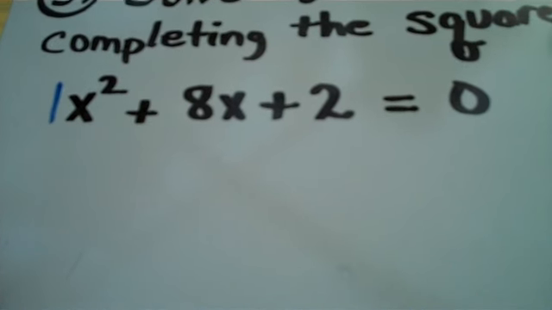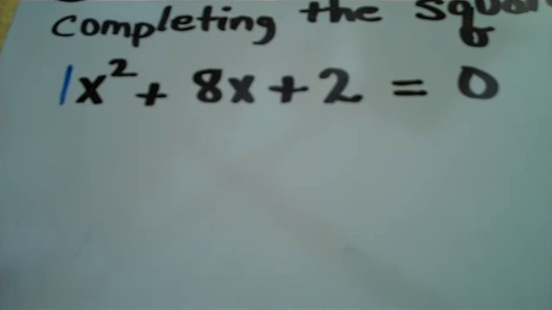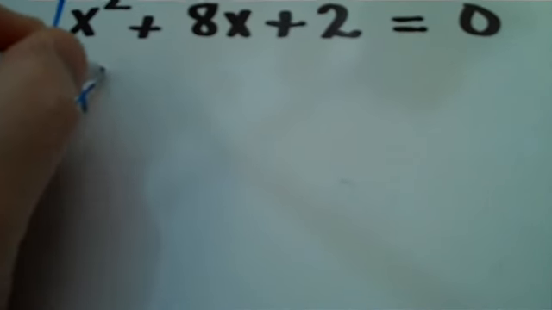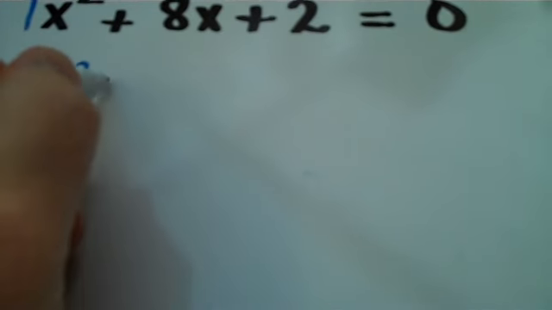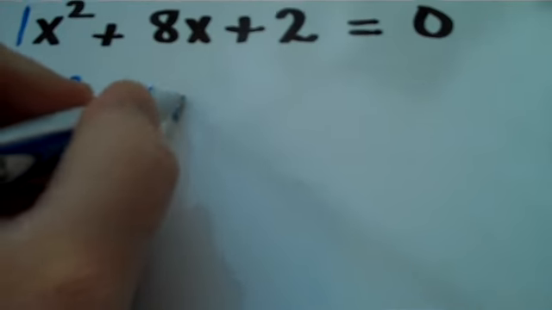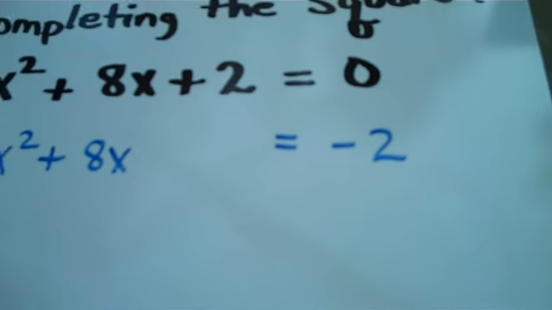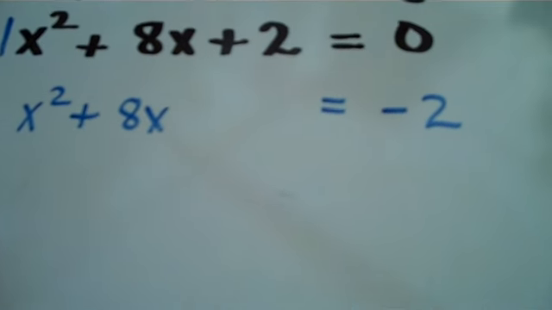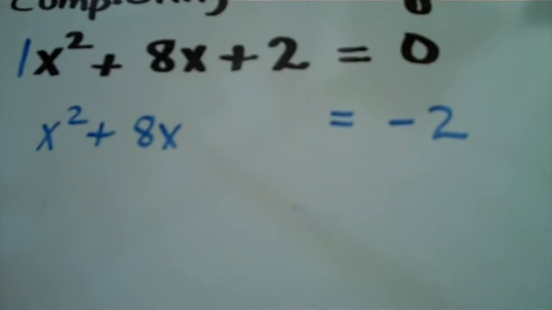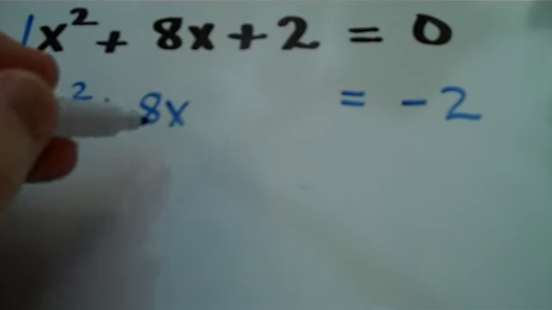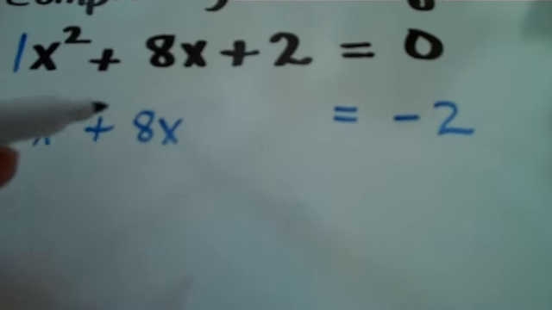The next step in completing the square is to get the x's alone. So basically, I have x squared plus 8x is equal to -2. So I've isolated the x's. Now, what I need to do next is I need to actually turn this expression into a perfect square.